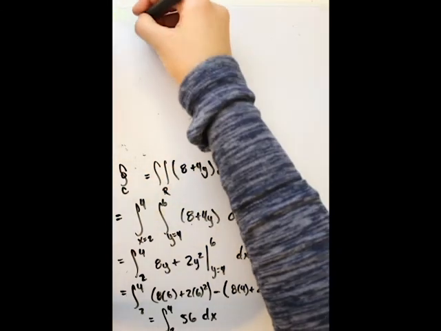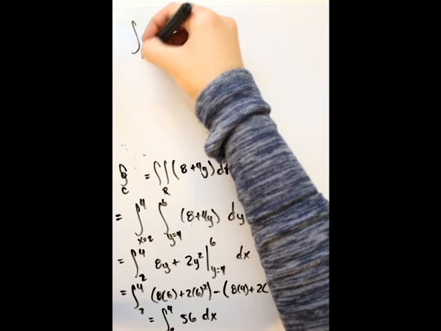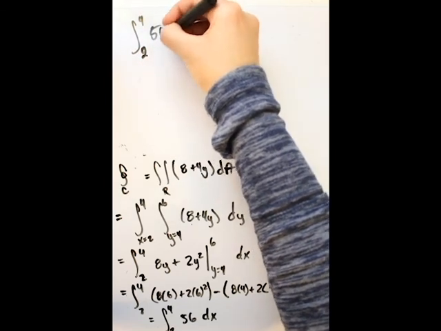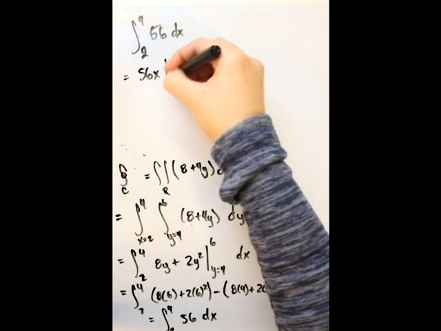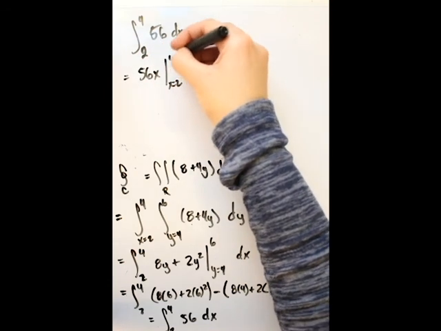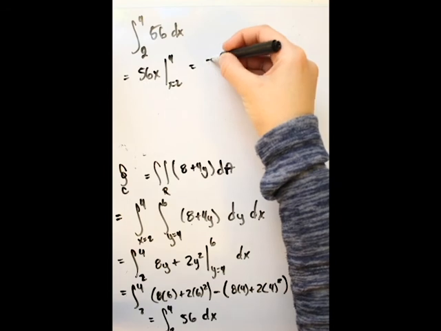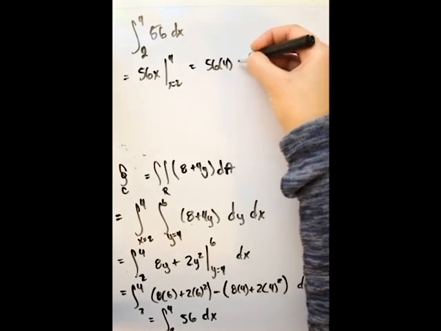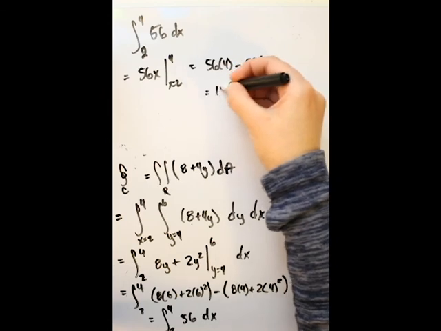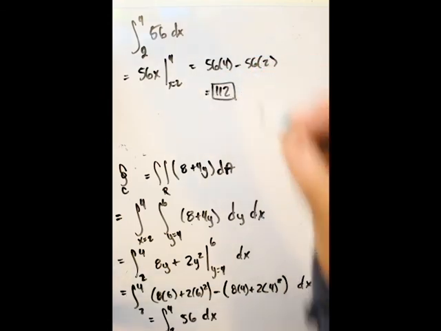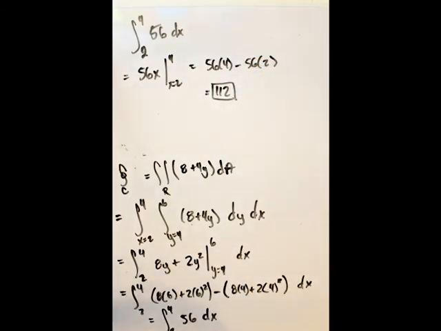So we have the integral from 2 to 4 of 56 dx. So we know that that's 56x evaluated from 2 to 4. This is just going to be 56 times 4 minus 56 times 2, which ends up giving us 112. Alright, so that's using the flux form of Green's theorem.